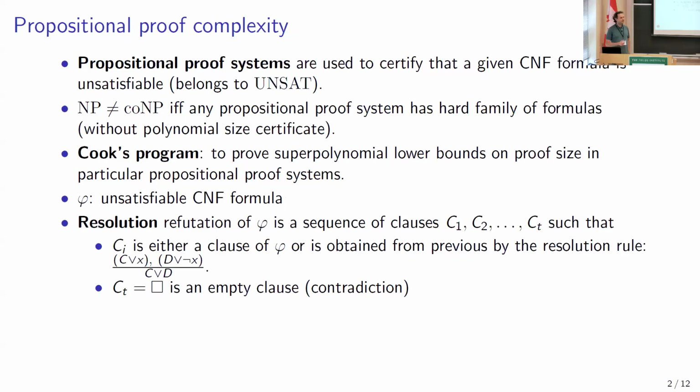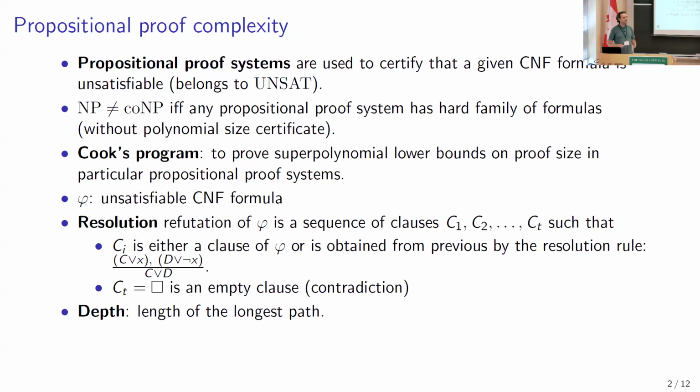The most studied proof system is the resolution proof system. To prove that a given CNF formula is unsatisfiable in resolution, we just list several clauses such that the last clause is an empty clause, a contradiction, and every other clause is either a clause of the initial formula or obtained from previous ones by the resolution rule. In the resolution rule, we take two clauses with one variable but with different signs and resolve it.